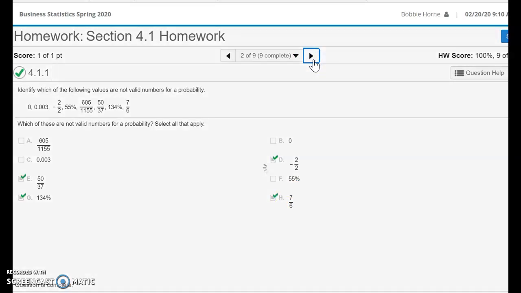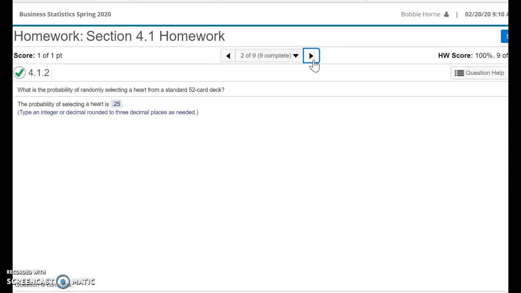All right, moving on to question 2. What is the probability of randomly selecting a heart from a standard 52 card deck? And if you're not familiar with cards, if you don't play cards, you may just have to look that up. But there are 13 cards in a deck that are hearts. So 13 out of 52 would be 0.25.